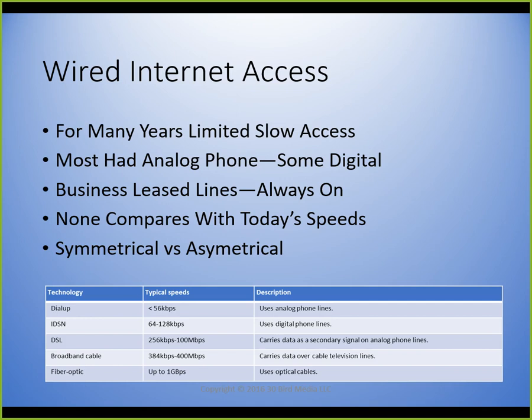So the table down at the bottom: technology, dial-up, less than 56K, analog phones; ISDN 64 to 128K, used a digital phone; DSL, which is one of the ones that we use today, 256K to 100 meg. Not as fast as we're going to get with cable, because broadband cable is 384K to 400 meg. And I don't know what you guys get for your cable modem.